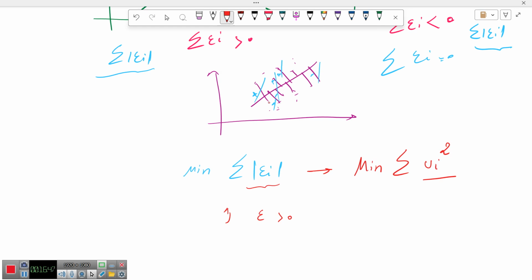Second, squaring the errors places greater emphasis on large errors, which is useful because we want to penalize big mistakes more than small ones. Lastly, minimizing the sum of squares leads to a mathematically smooth and solvable optimization problem, allowing us to find the best fitting line using calculus.